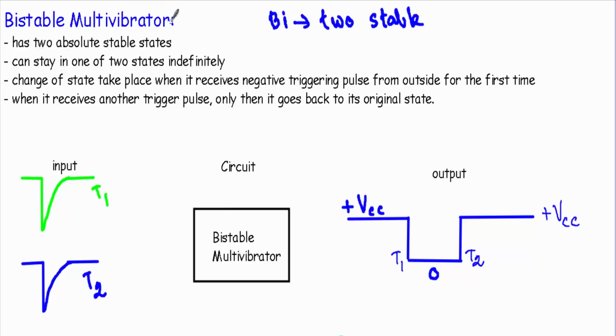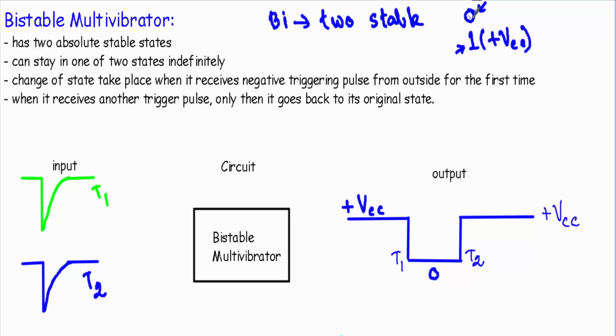A multivibrator circuit is used to produce non-sinusoidal waveform, especially square or rectangular waveform. And a square or rectangular waveform will have two states, 0 or 1. 1 means plus VCC level. In case of this bistable multivibrator, the output will be stable at both these 0 and this 1 levels. That means the output can stay indefinitely in either of these two states.